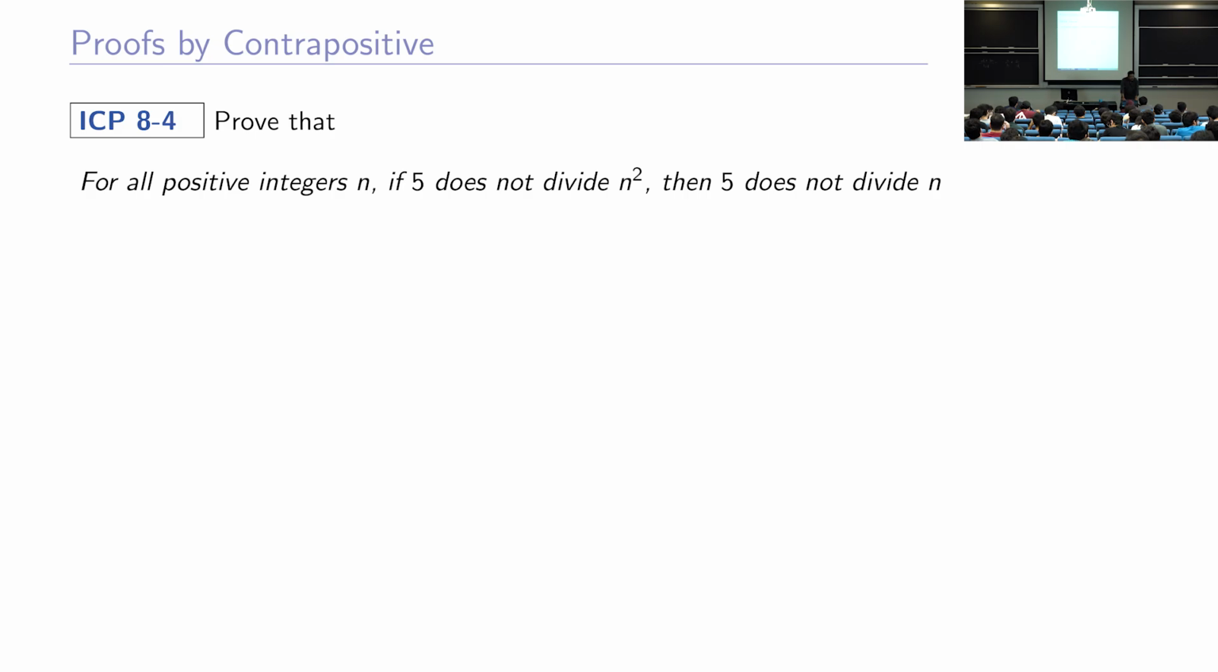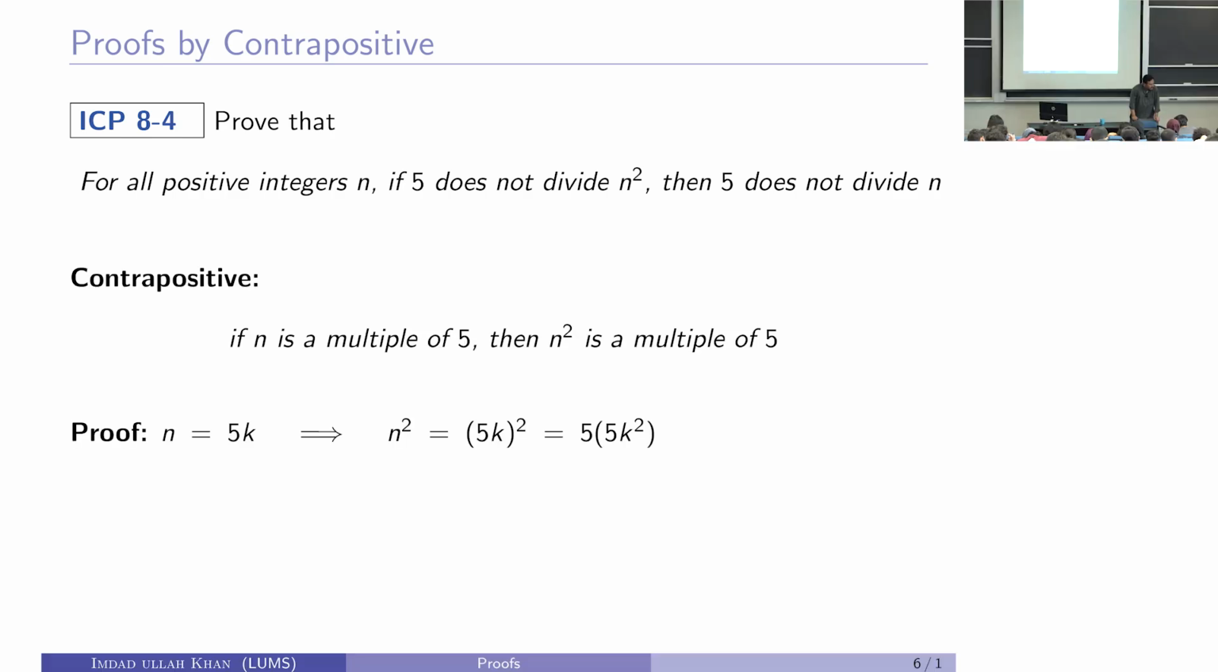What is the contrapositive of this statement? First, very mechanical contraposition. What is the contrapositive? If the negation of this, then the negation of this, right? So say that if 5 divides n, then 5 divides n squared. That's the contrapositive of this implication. For all positive integers n, if 5 divides n, then 5 divides n squared. That's the contrapositive of this.